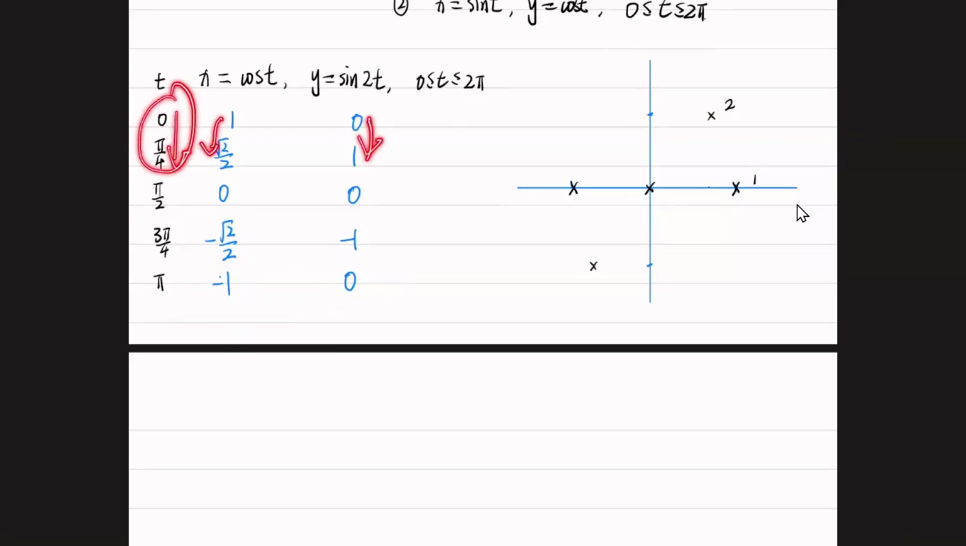Okay, Zichen, and back to work. So from this point, x decreases, y increases. So how do we change from 1 to 2? X decreases, y increases, so we will move in this way. Okay, x decreases, we go to the left, y increases, we go up.